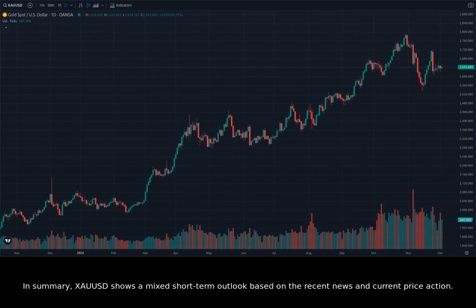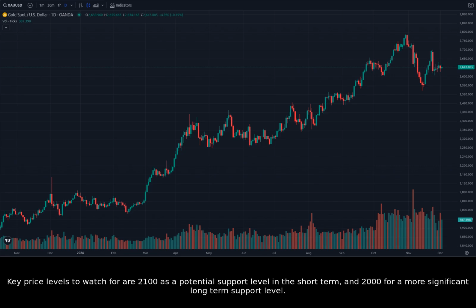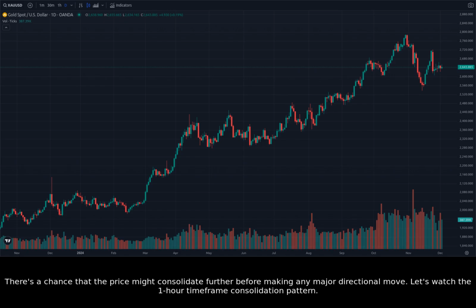In summary, XAUUSD shows a mixed short-term outlook based on the recent news and current price action. Key price levels to watch for are 2,100 as a potential support level in the short term and 2,000 for a more significant long-term support level. There's a chance that the price might consolidate further before making any major directional move. Let's watch the 1-hour timeframe consolidation pattern.